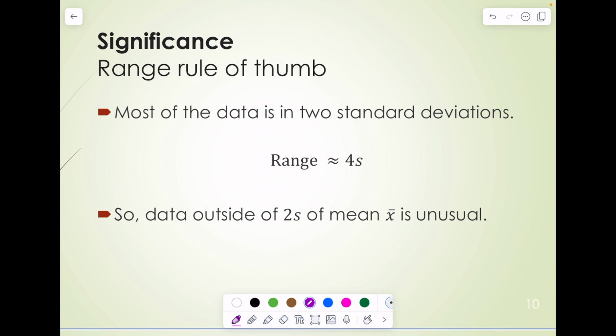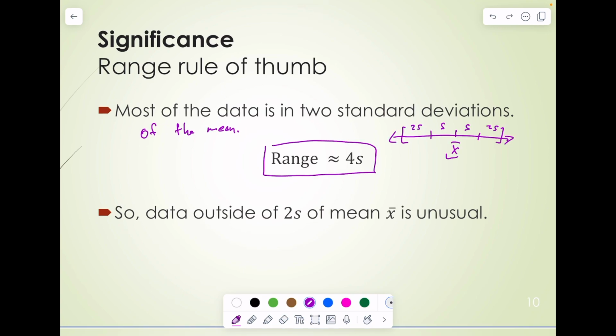So we have the range rule of thumb. And the range rule of thumb states basically this: most of the data is within 2 standard deviations of the mean, which is roughly the middle. And so what that tells you is that the range is about 4 standard deviations.